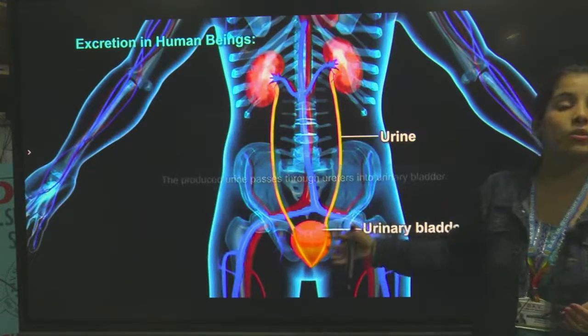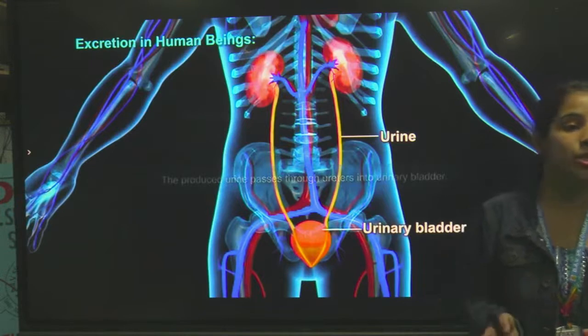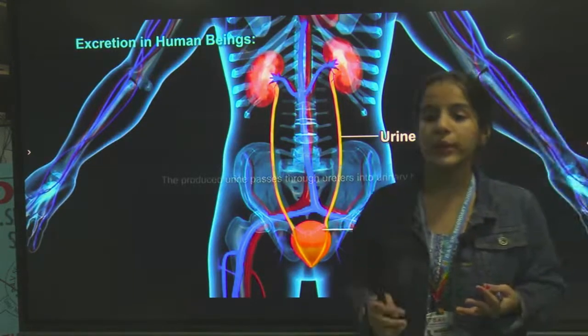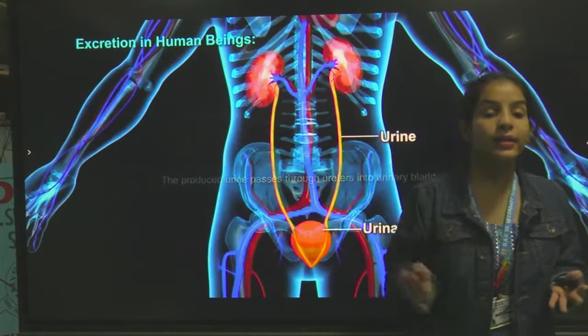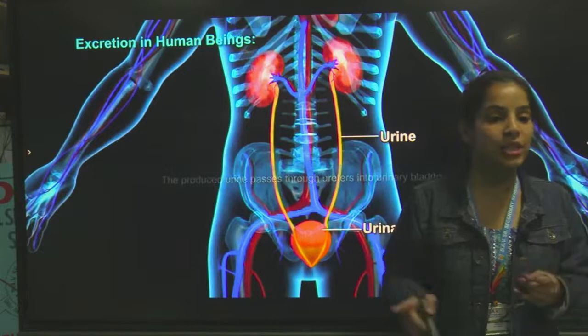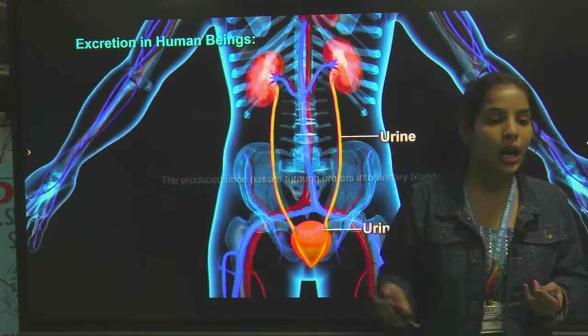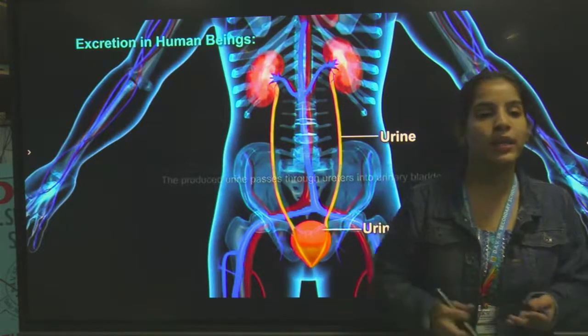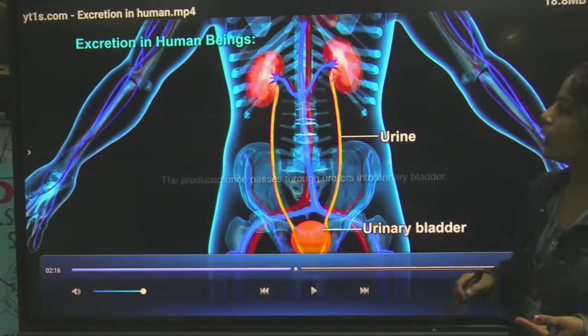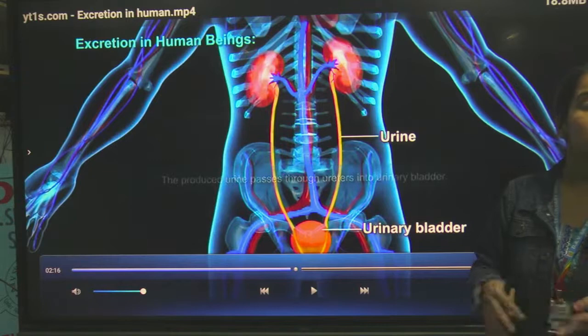then this urine goes to the urinary bladder and then goes to the urethra. Okay, basically the urinary bladder is a sac-like structure. It can hold around 350 ml of urine. And when it gets filled, it sends the message to the brain, and from the brain a message comes, and there's an urge of passing urine. Okay, now we talk about how the urine is formed.